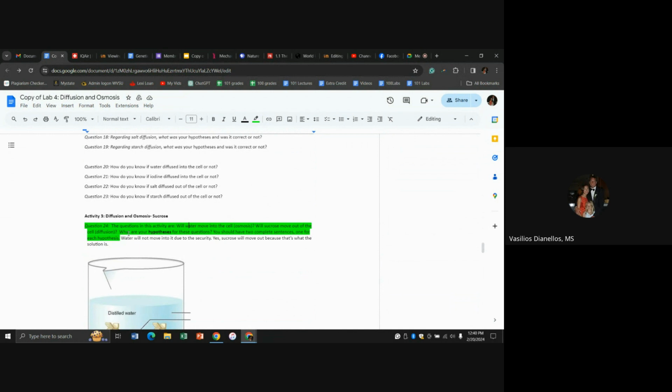So again, I'm going to leave this, but just so you know, I don't understand what you mean by due to the security. And also this, yes, sucrose will move out because that's what the solution is. I don't understand. The solution is sucrose, but the solution could be urine or glucose. I don't know how to explain it. I just don't understand what this means, but that's okay. Like I said, if you feel like explaining it, feel free, but you don't need to. And again, you didn't lose points because you answered the question, and I'm not going to punish you for going above and beyond.